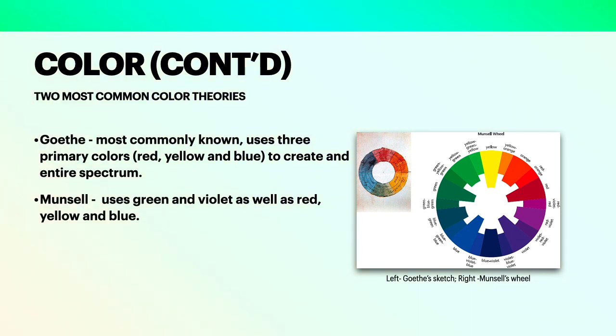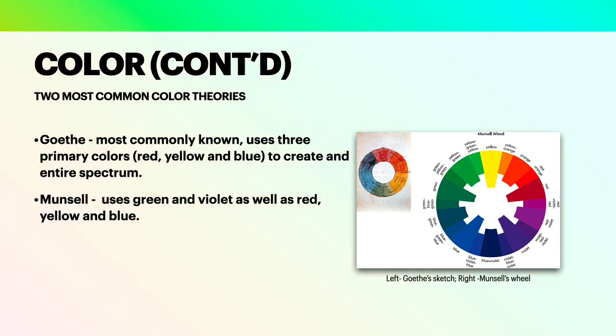So there are two very common color theories: the Goethe system and Munsell. So with the Goethe system, this is the most commonly known color theory out of the two. It uses three primary colors, red, yellow, and blue, to create an entire spectrum. Now Munsell uses green and violet as well as red, yellow, and blue.